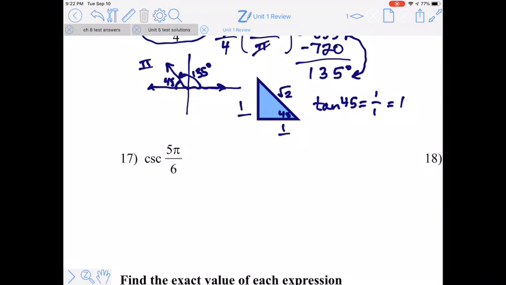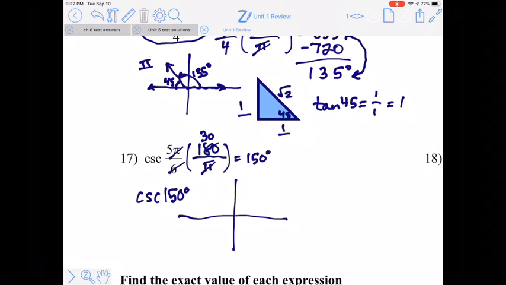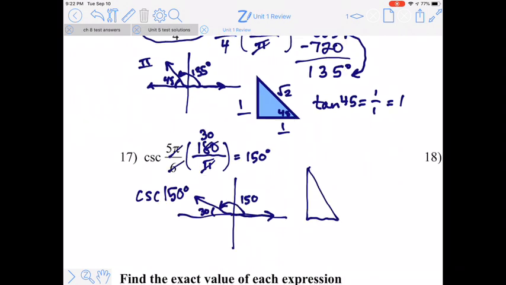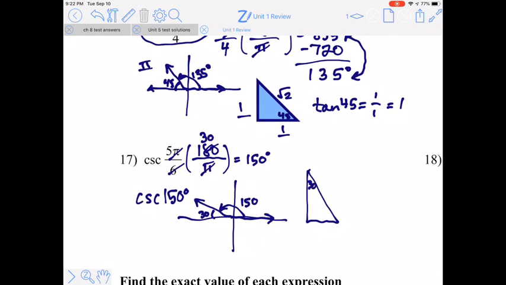Question 17, I'm going to go ahead and take that out of radians into degrees. 6 goes into 180 30 times. 5 times 30, 150, so this is 150 degrees. So I'm going to consider the cosecant of 150 degrees. That's 150 degrees, leaving me a reference angle there of 30 degrees. So I need the 30, 60, 90, 30 degrees here.